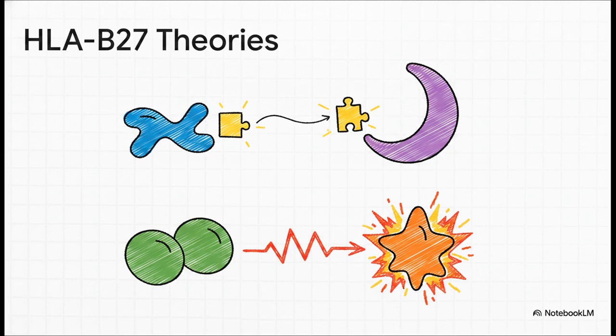Since HLA-B27 is an MHC class 1 molecule, its normal day job is to present peptides to CD8-positive T cells. This theory basically suggests it presents a specific disease-triggering peptide that accidentally sets off a massive adaptive immune attack. The second, increasingly prominent theory is homodimerization. This suggests that HLA-B27 molecules behave abnormally and actually pair up with themselves, forming these weird homodimers on the cell surface. These structures then interact with innate immune receptors, like KIR3DL2, and explicitly trigger the production of IL-17, which, as we know, is a massive driver of inflammation.